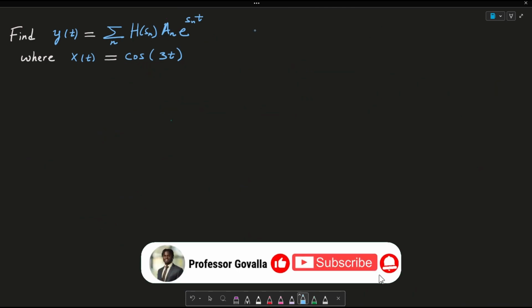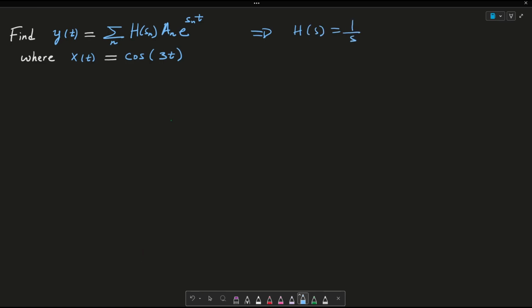Okay, to conclude the video, we can say then that H of s we found to be 1 over s, or my transfer function is 1 over s. We also said that we want to decompose this x of t into an x1 of t plus an x2 of t plus an xn of t.